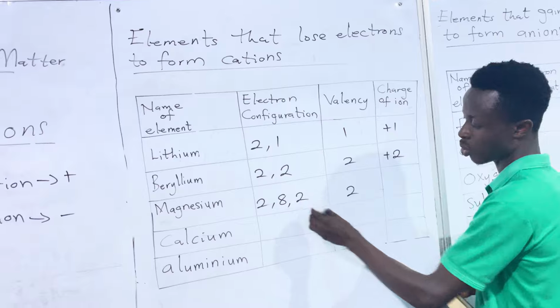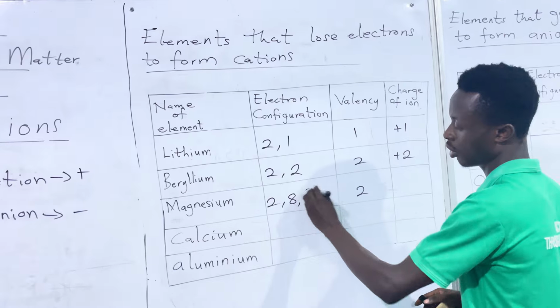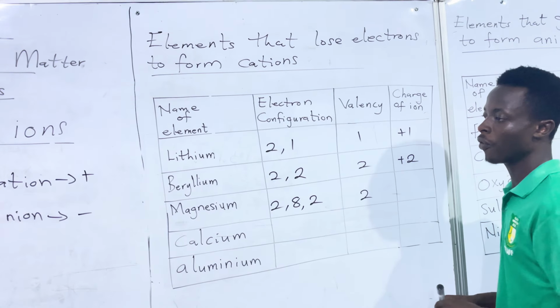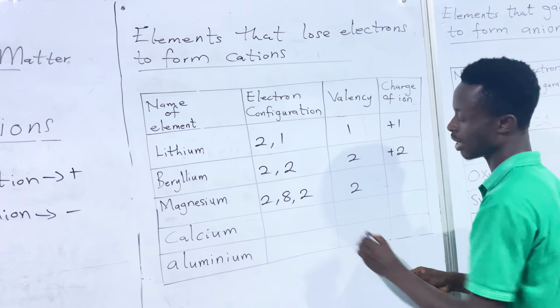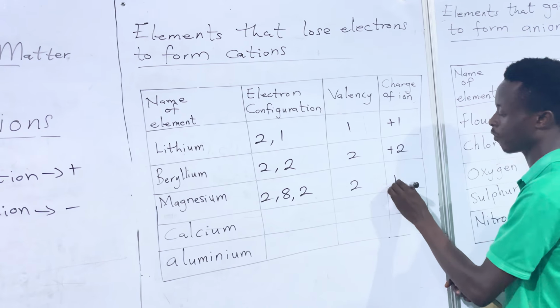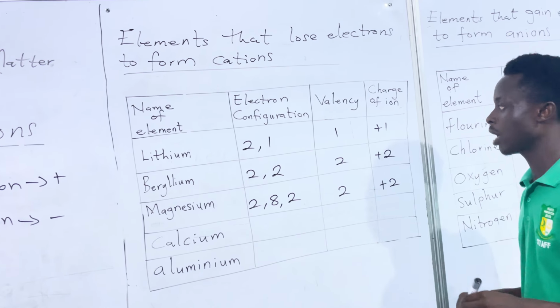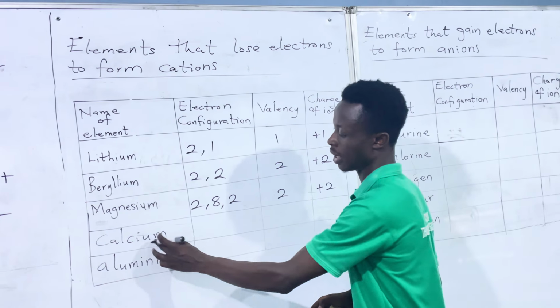And since it is not stable, because the third shell has to take a maximum of 8 electrons for it to be stable, but here it is taking 2, it will lose these 2 electrons to form a positive ion.